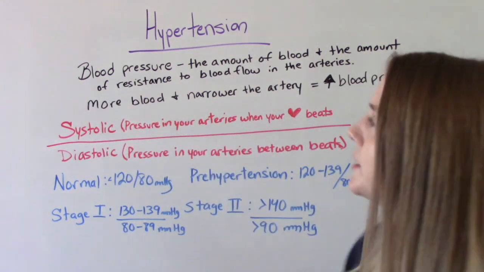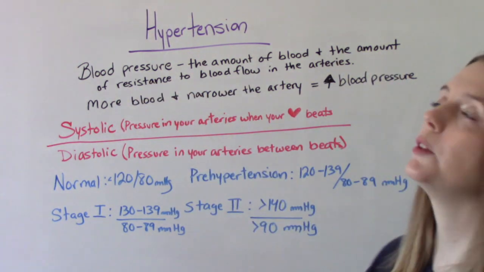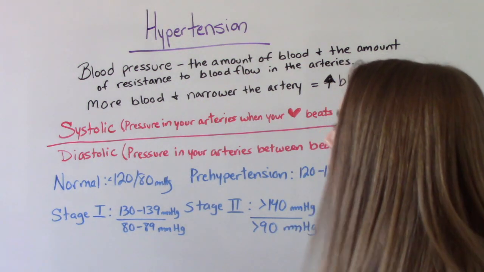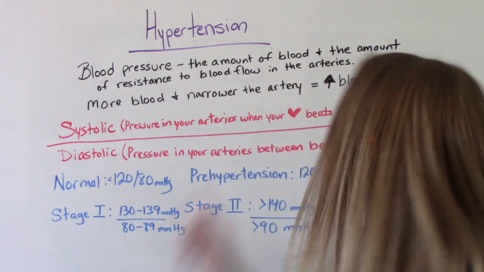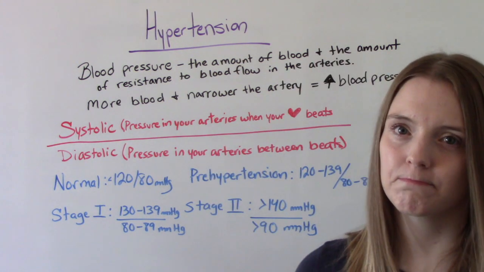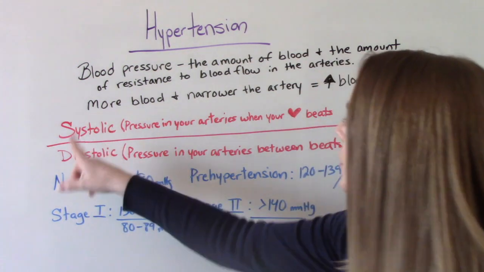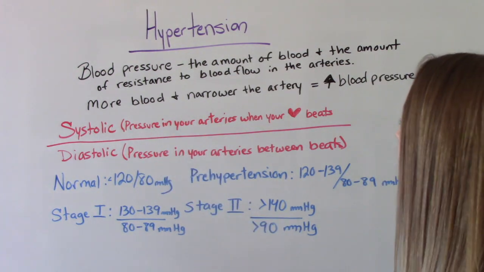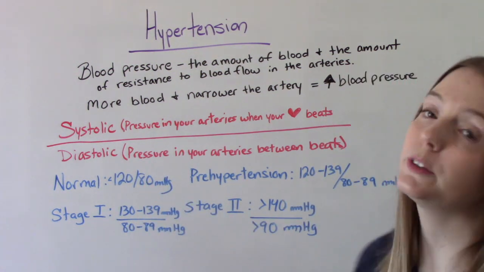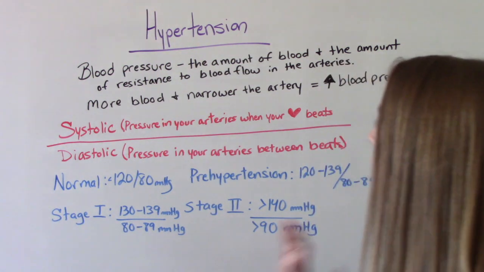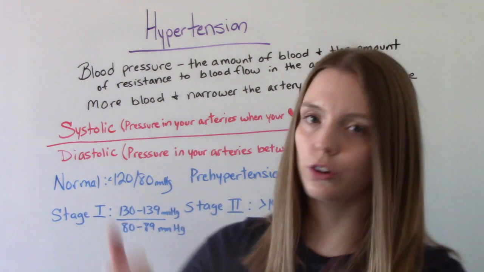So blood pressure is determined by the amount of blood that's being pumped from your heart and the amount of resistance to the blood flow in your arteries. So if you have more blood being pumped out and you have narrow arteries, you have higher blood pressure. Blood pressure is represented with systolic over diastolic. So your systolic represents the pressure in the arteries when your heart beats, and your diastolic represents the pressure in the arteries in between beats.